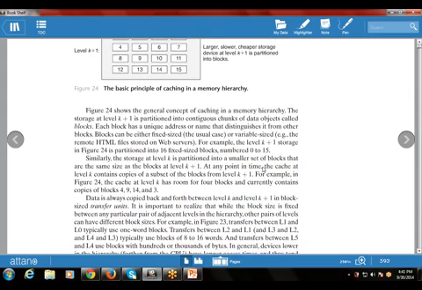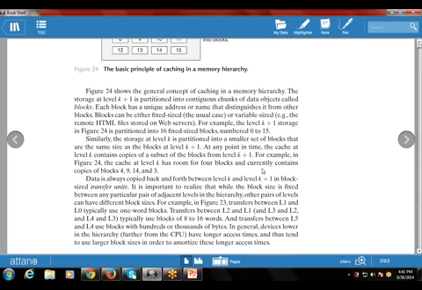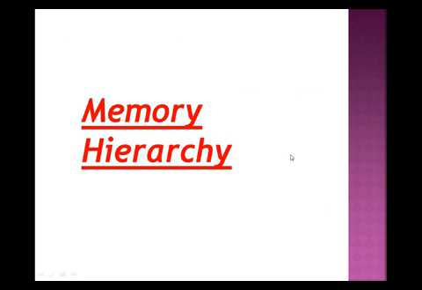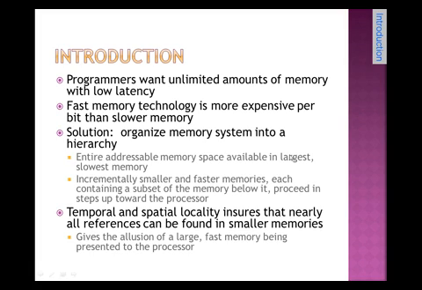Now let's see with the help of PPTs what cache memory and memory hierarchy are. Chapter number 6, the memory hierarchy, continued. This is the memory hierarchy topic. This is the introduction: why we are using the memory hierarchy. The first point says programmers want an unlimited amount of memory with low latency. That is, programmers need unlimited memory, with no limit, and low latency. Latency means there is no disturbance in the access time.